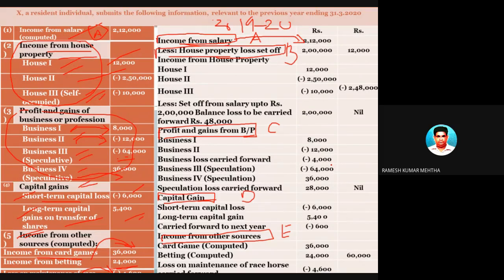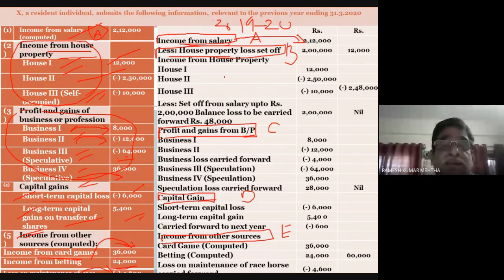Number two. Now this is number one. This is number two. I will speak about this part later. Now let's talk about income from house property.